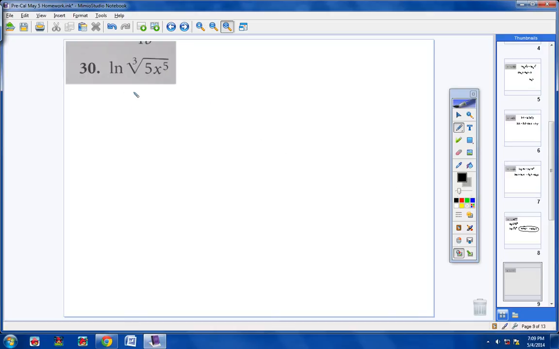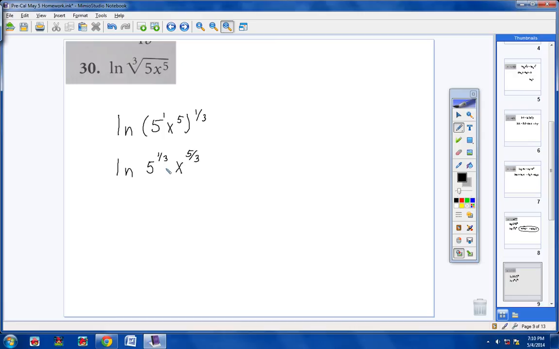Pretty much a very similar problem, only now instead of a square root we have a cubed root. So I'm going to write the natural log of 5x to the 5th, all of that to the 1/3 power. Now don't forget the power or the exponent of the 5 is 1. Take your 1/3 and multiply it through. And now you have the natural log of 5 to the 1/3 power x to the 5/3 power.